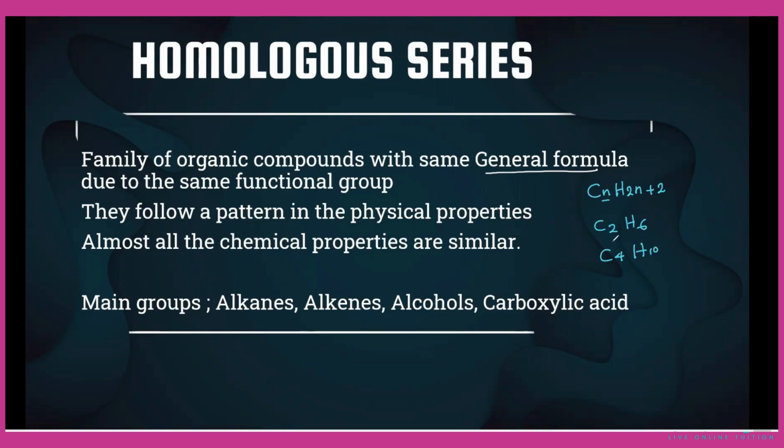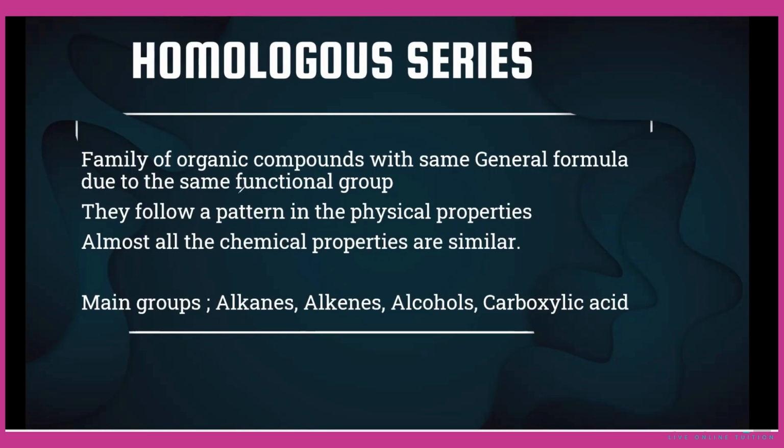So when you are substituting n with 2, the whole term becomes 2 into 2, 4, 4 plus 2, 6. And when you are substituting the value of n, which is 4, then 4 into 2, 8, 8 plus 2, 10. So this is the general formula, and these are the molecules that come in a homologous series. That's a simple introduction to the general formula.